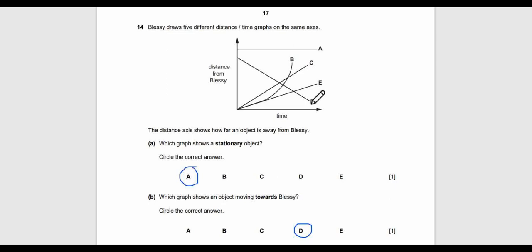Why do you know D? With D, the distance decreases to Blasi. So it means it's nearer to Blasi. The distance decreases, it means it moves nearer to Blasi.